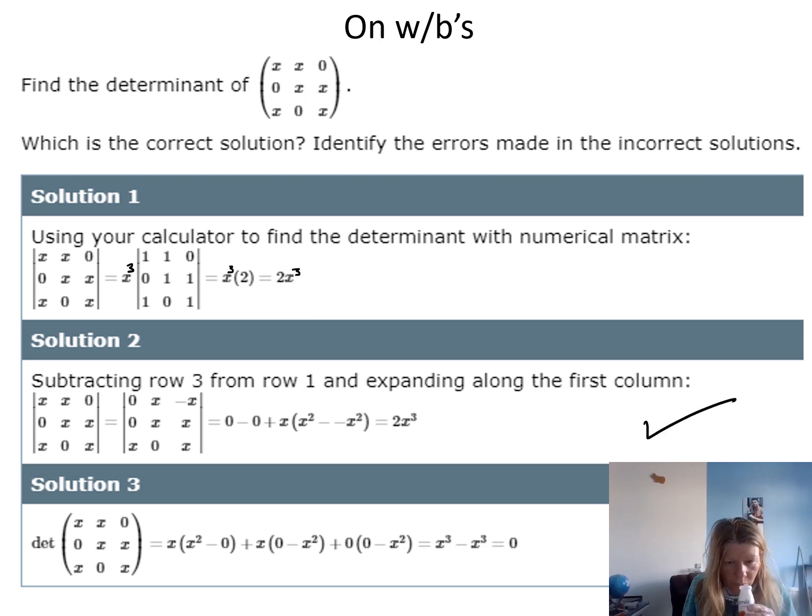Number 3, what went wrong here? They multiplied it out. That's good. That's not good, is it? There. That should have been a minus.